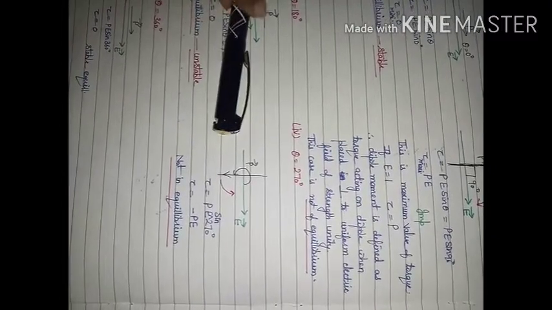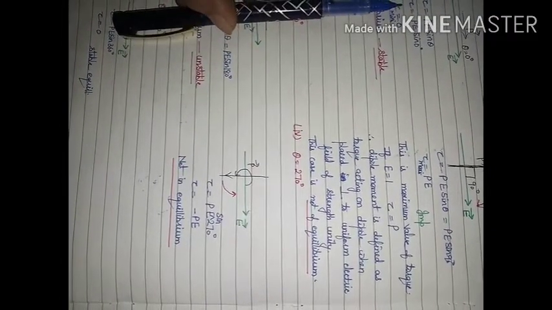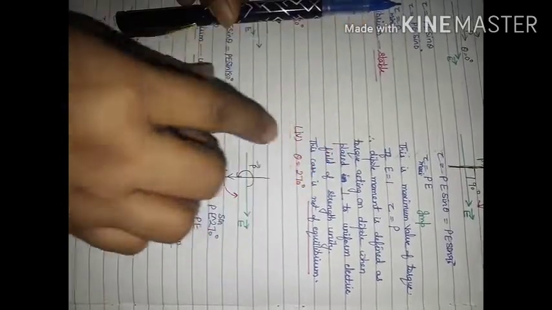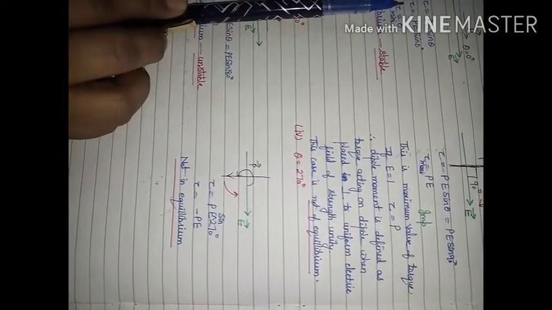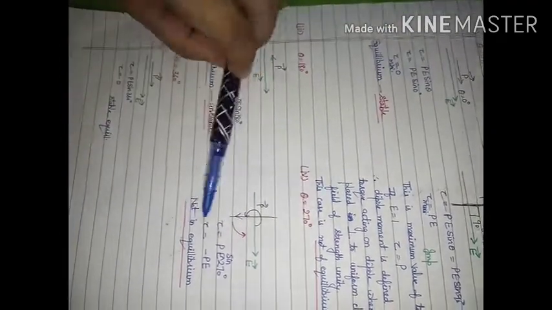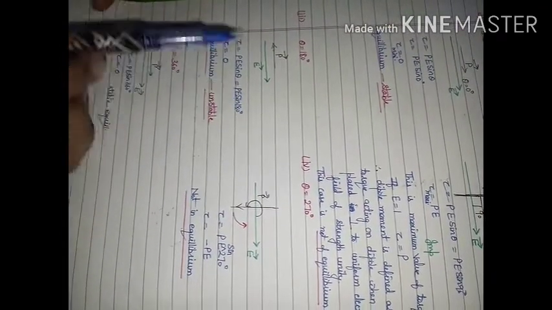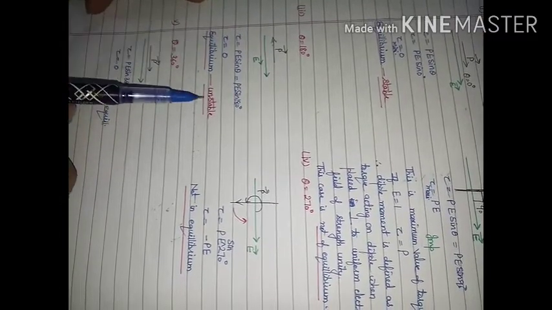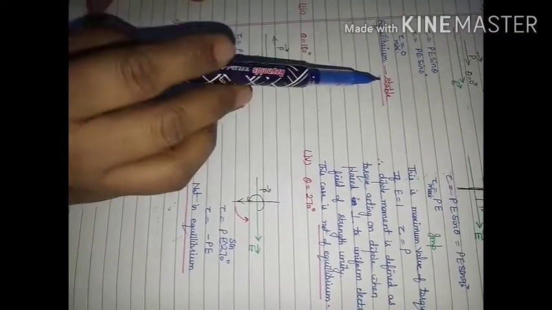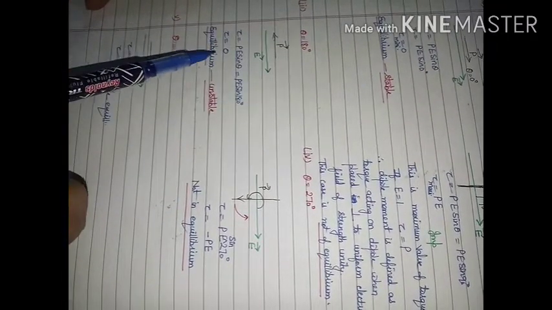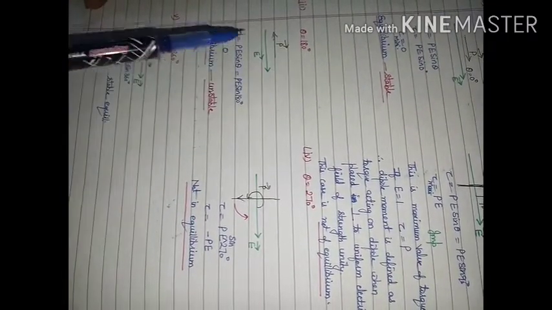In this case, if you shift the dipole from this position to this position, then the electric field will make the positive charge turn this side and the negative charge this side. So it will come into a new position. It will not be able to regain its original position, so this equilibrium is unstable. This equilibrium is stable. This is a very important question of 1 mark from the examination point of view.